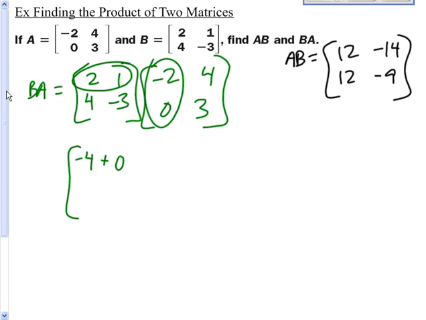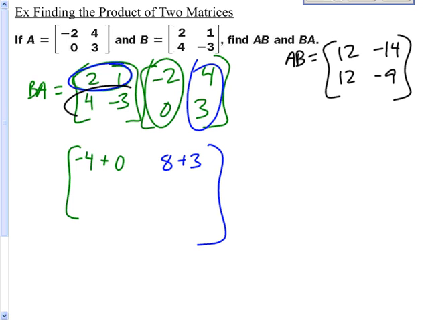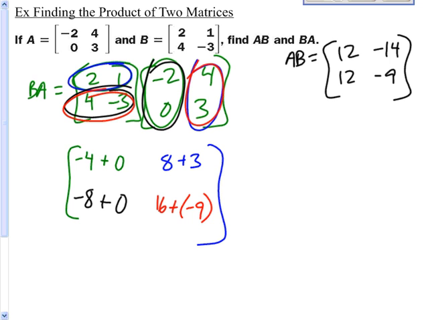Let's go first row, second column. 2 times 4, 8, plus 1 times 3, which is 3. Let's go second row, first column. 4 times negative 2, negative 8, plus negative 3 times 0. And now let's go second row, second column. 4 times 4, 16, plus negative 3 times positive 3, negative 9. So this cleans up to be negative 4, 11, negative 8, and 7.